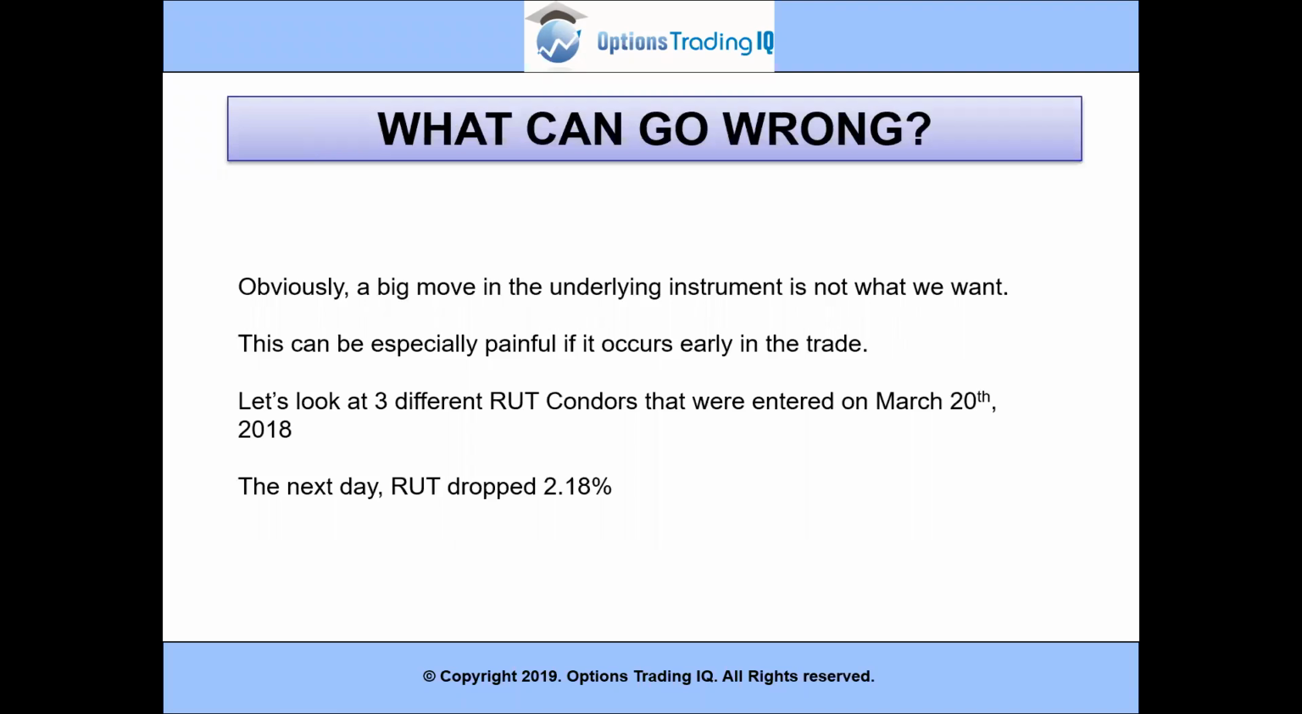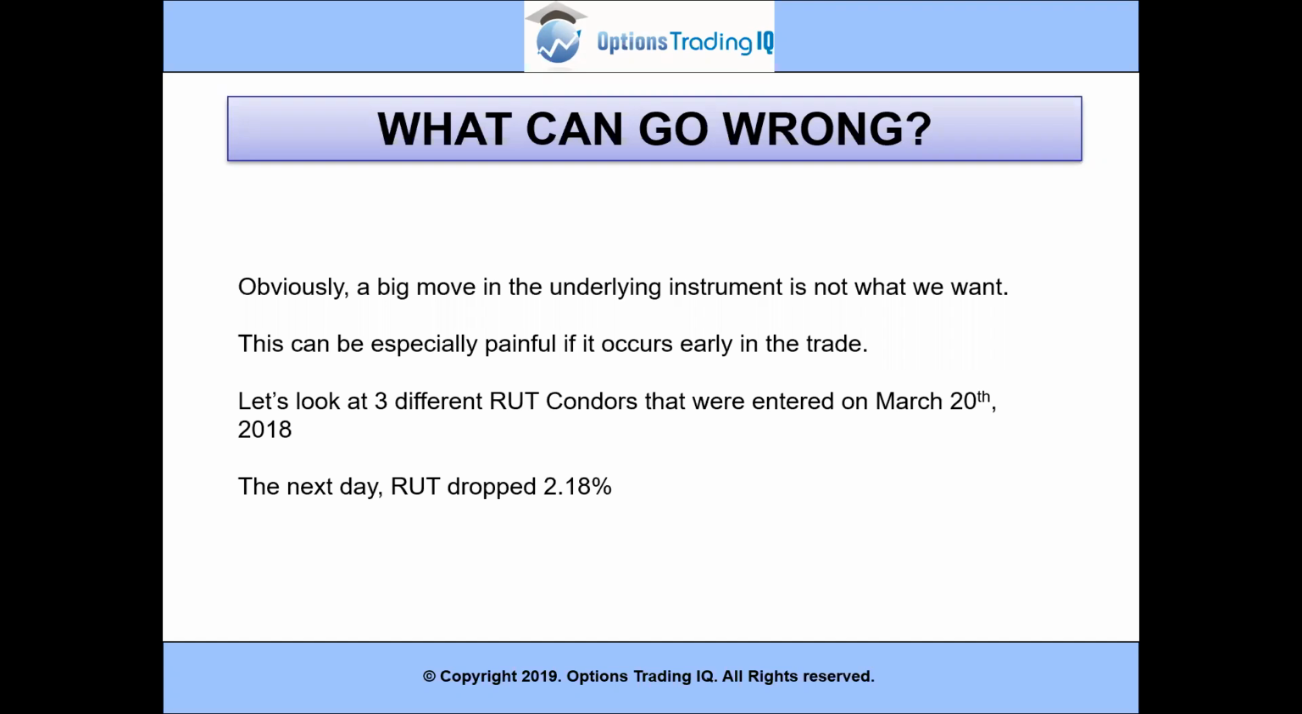All right, what can go wrong? So things can go wrong with condors, right? Obviously, a big move in the underlying instrument is not what we want. Sometimes it happens. That's trading. It can be especially painful if it occurs early in the trade. I've had it happen to me, guys, all the time. Sometimes it's just bad luck. You put on a trade, the next day the market's down 2%. As I said, one way to manage that is those longer term trades.